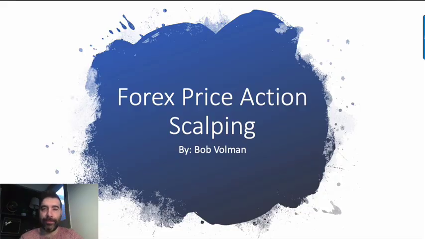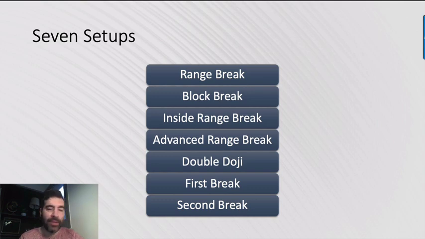So let's give it a whirl. So here we go. In the book, there are 7 setups. These are the 7 setups: the range break, the block break, the inside range break, advanced range break, double doji, first break, and second break. We're going to get through all these and explain what these are.